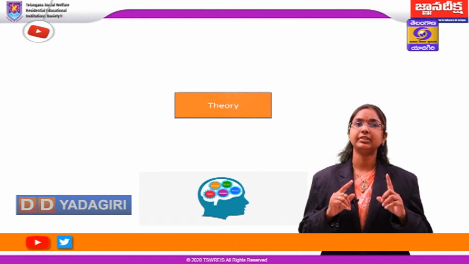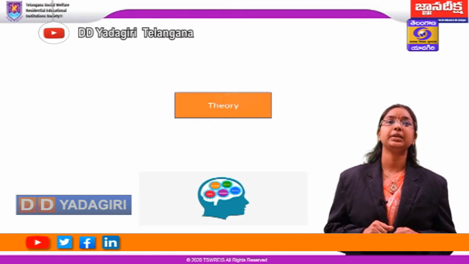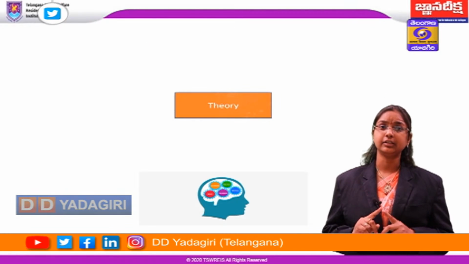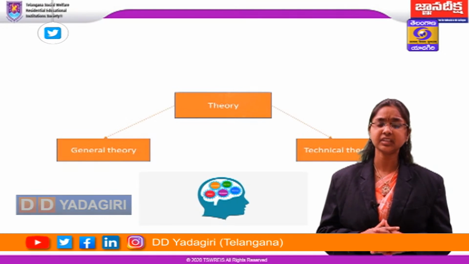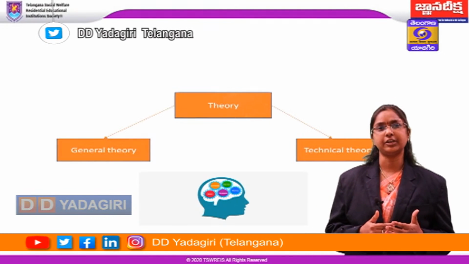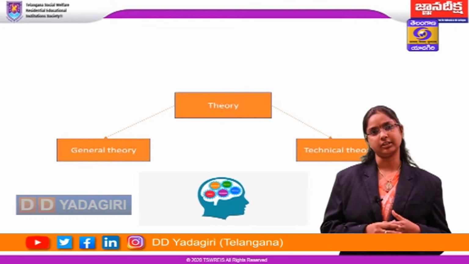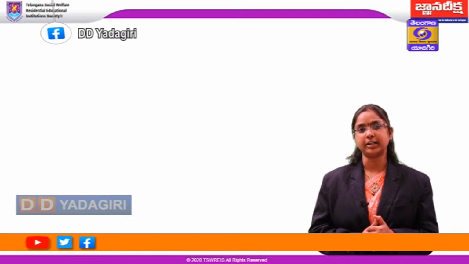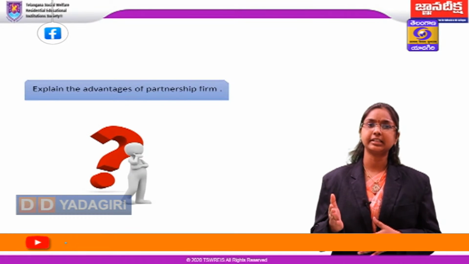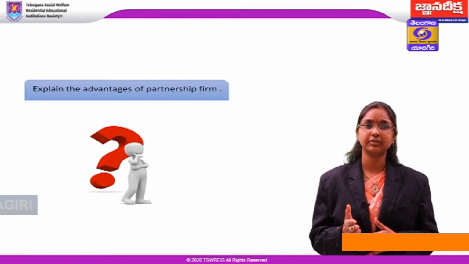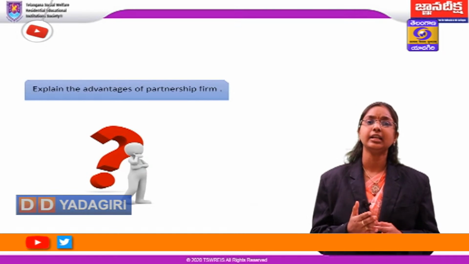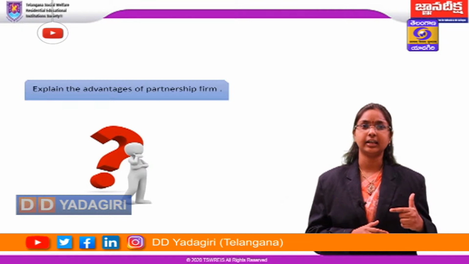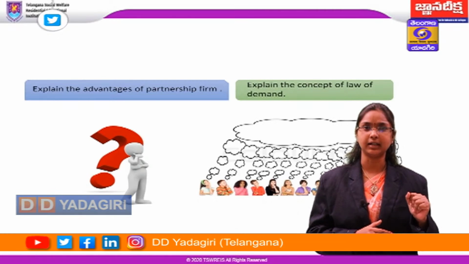Generally, when we speak about theory, it can be bifurcated into two types. One is general theory and the other is technical theory. Now, to explain the concept of general theory, let me ask you a question. If I ask a question like, explain the advantages of a partnership firm, X student will say 2 advantages, Y student will say 5 advantages, and Z may say more than 10 advantages. Now, if I ask another question like, explain the concept of law of demand.